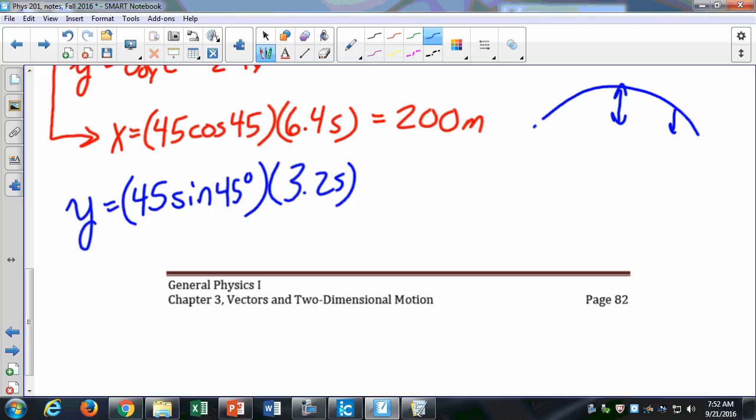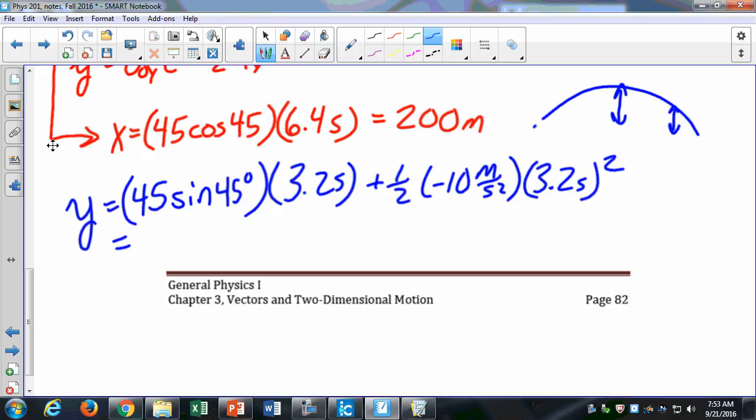By the way, if I wanted to know, say, the y position over here, I don't know the time at that position, but if I did, I could find the y position. I just plug in that time. We'll see some problems where we have to find the y position at some other point that's not in the middle or at the end. That's v naught y times t plus 1/2 a y times 3.2 seconds squared, 1/2 a y t squared. And this works out to be, I don't have it written down, 45 sine 45, this is 32, 3.2.